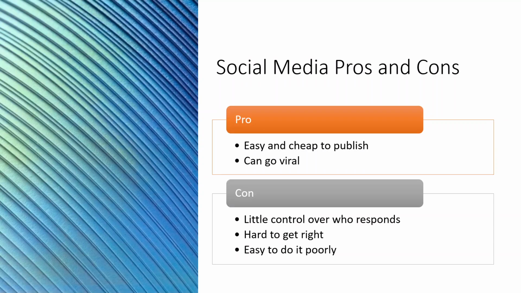All right, pros and cons. Before we get into the nuts and bolts, the pro is easy and cheap. This is probably the most common of the pros. It's easy and cheap to publish. I can go to Twitter now and in 10 seconds have a tweet up for one of my studies. So it's really easy for you to get the message out there. And it's also possible for you to go viral.